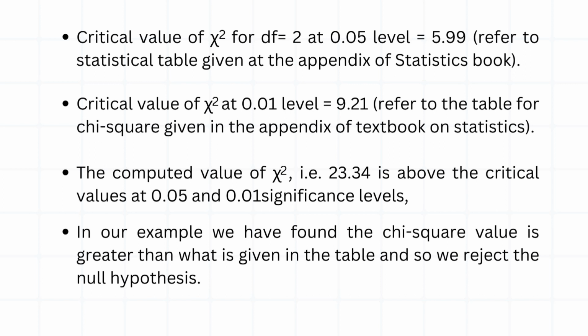Now we have to take the decision whether we have to reject the null hypothesis or accept the alternative hypothesis. In our example, we have found that the chi square value is greater than what is given in the table. So, we will reject the null hypothesis and we will accept the alternative hypothesis. So, this is the computation method of chi square as a test of goodness of fit.